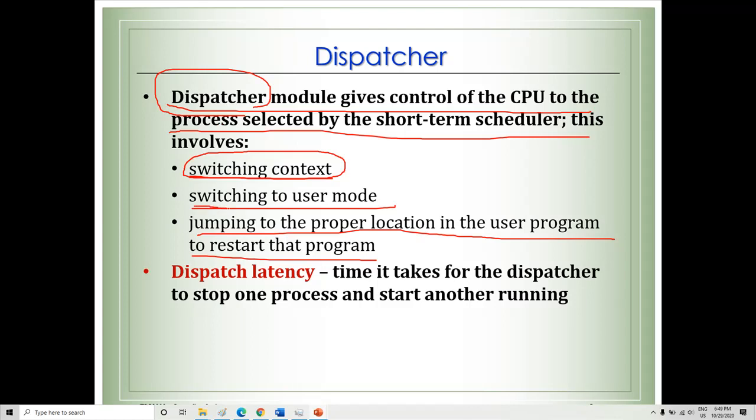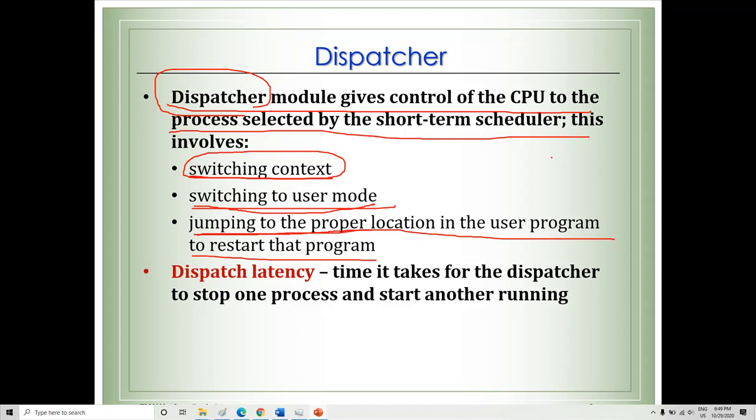It moves the system from user mode to kernel mode. There are 2 modes, user mode and kernel mode. So it moves the system from user mode to kernel mode and back to user mode. Then another thing is it moves the control to the proper location in the program.